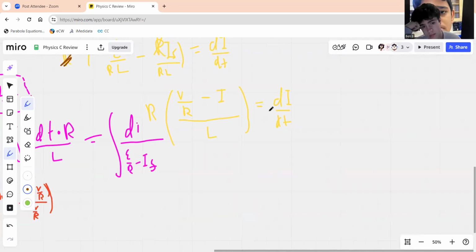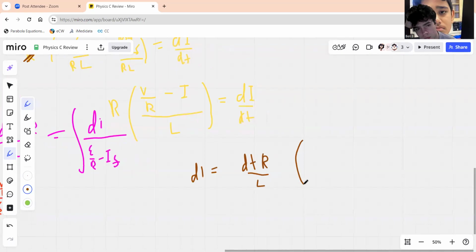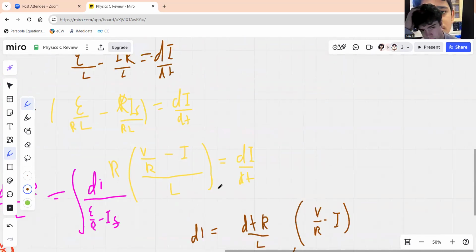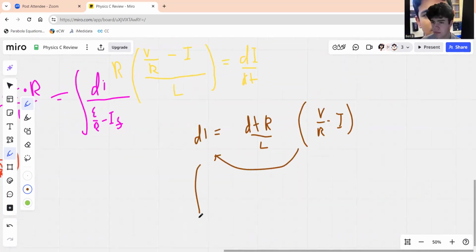And so once we do that, we basically have to separate the variables to get di equals dt times R over L, right? Times V over R minus I. So then this goes down here, and this stays by itself to get the integrals dI over V over R minus I.